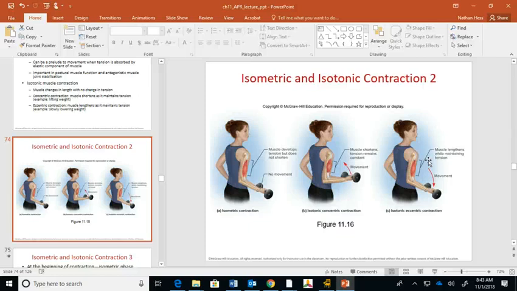Think about going down the stairs. As you go down the stairs, you have to control your body as you're moving down. That's an eccentric contraction of your quadriceps.